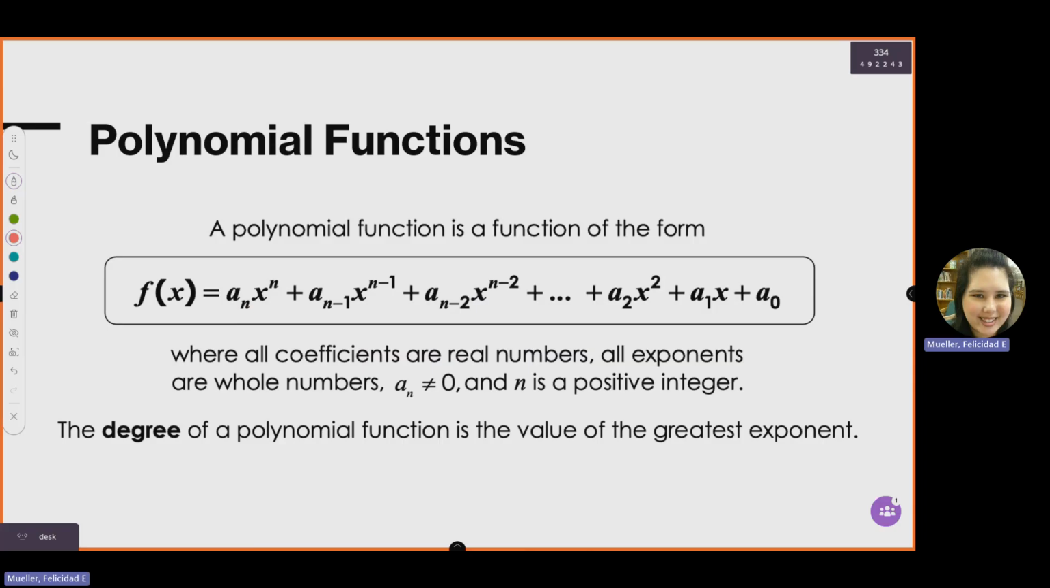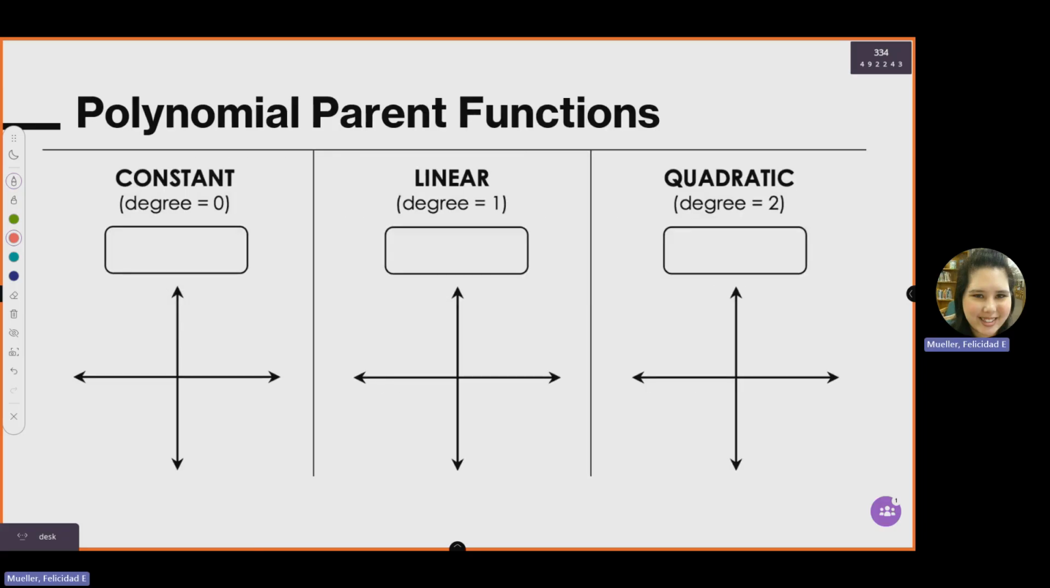As a reminder, the degree of a polynomial function is the value of the greatest exponent. So we're always looking to see what the highest exponent is to tell us what we need to know about functions. Here we have a polynomial parent function where the constant is 0. So that would be y equals the constant, but we're going to use f of x because we're talking about functions. So f of x equals a number, which gives me a flat, horizontal line. Then for degree 1, f of x equals x, our parent function is linear. Quadratic, x squared, gets us a parabola.